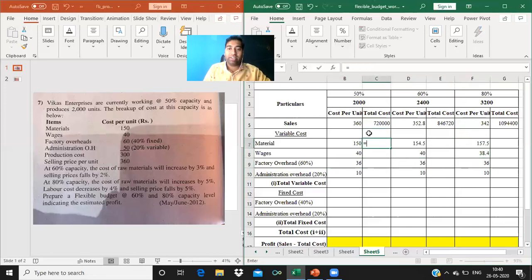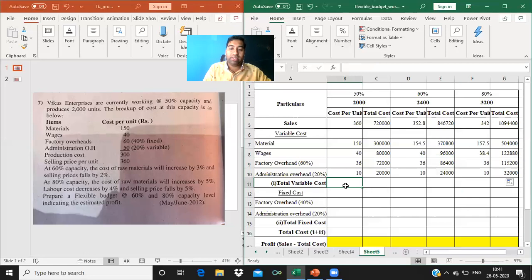Now the next step is very simple. You are going to multiply all these values with the number of units. Next, it is going to multiply by 2400 units. 40 into 2400, 36 into 2400, 10 into 2400 units. Next one, 157.5 into 3200. And we have got the values now.